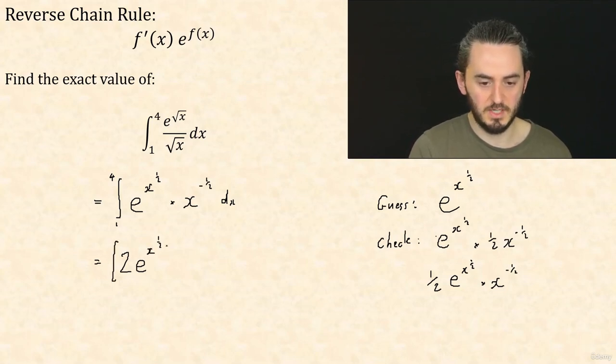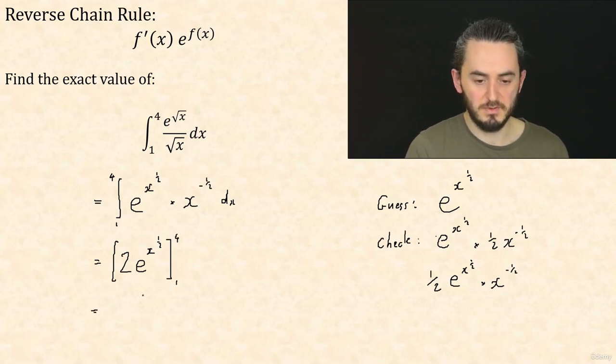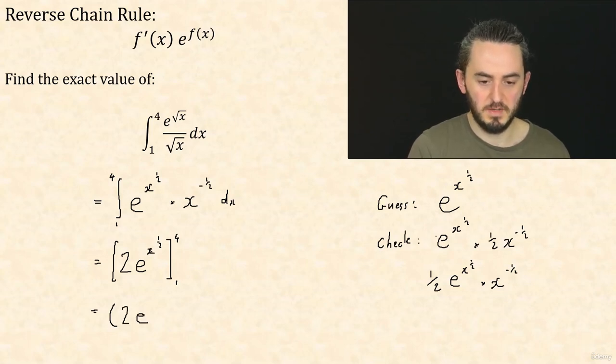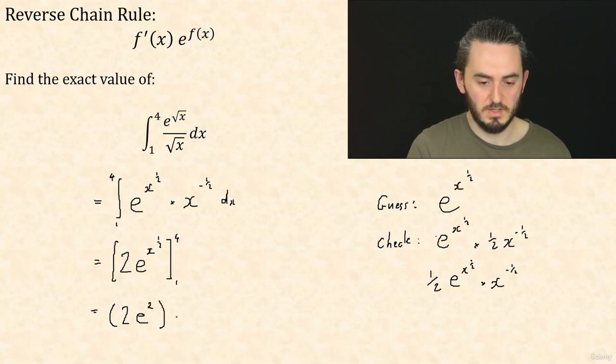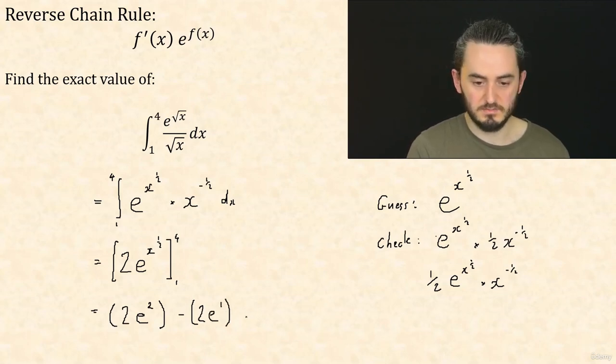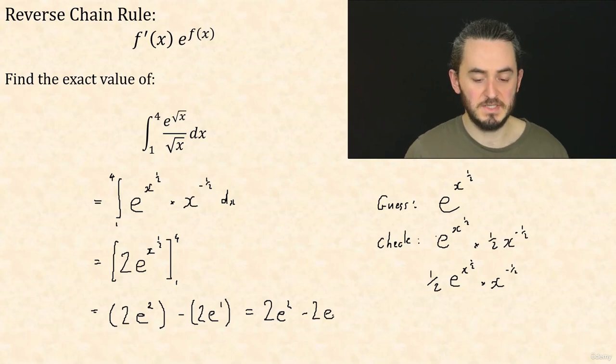And that is what I'm going to be subbing in 1 and 4 into. So if I sub in 4, I'll get 2e, and then 4 to the power of a half is just the square root of 4, which is 2, minus, and then I'm going to sub in 1 next, so that's 2e, and then 1 to the power of a half, square root of 1 is 1. And there it is. Can we neaten it up a touch? It's just 2e squared minus 2e, and there's the exact value of that integral.